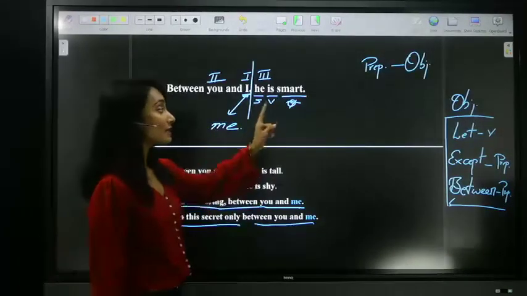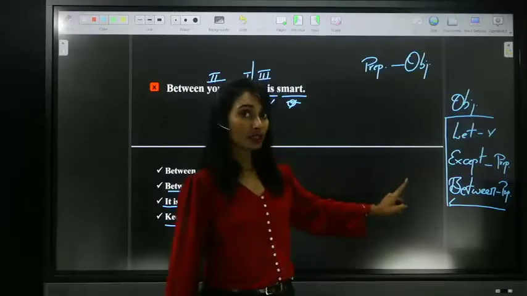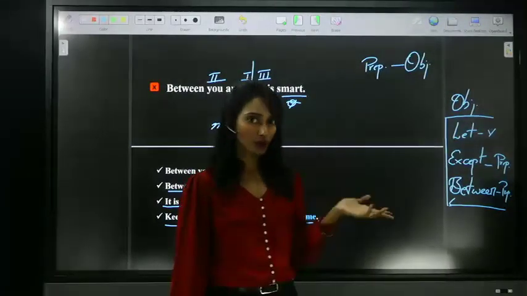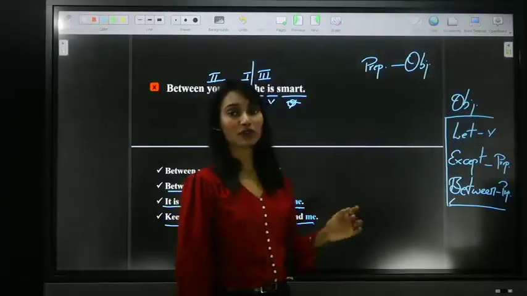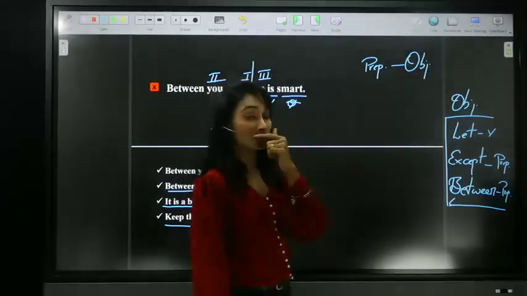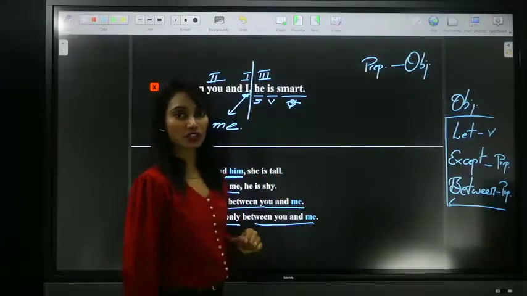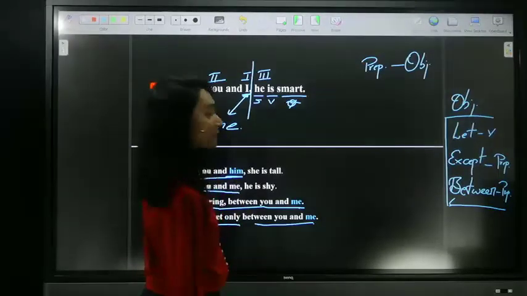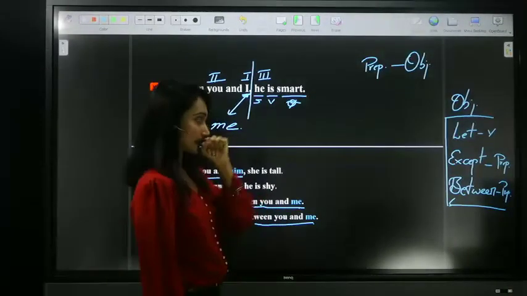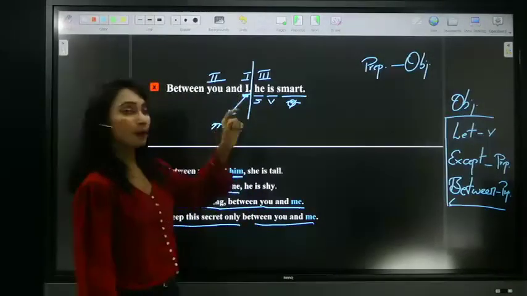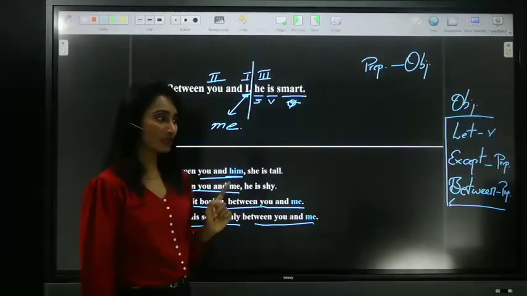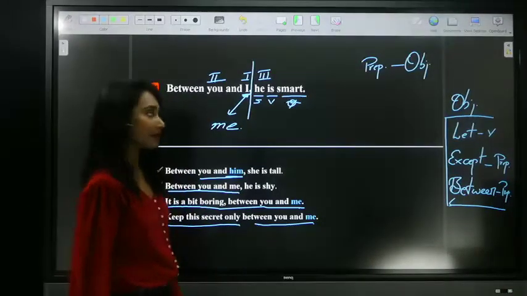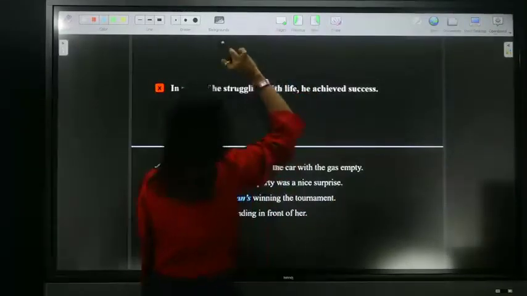So remember guys, let, except, between are always followed by objective case because let is a verb. After a verb it should be object, whereas except and between are prepositions. After prepositions also remember it should be objective case. We do not use subjective case after a preposition. So remember, whether it is at the beginning of the sentence or at the end of the sentence, it should be objective case, not subjective case. I hope it is clear to you guys. If you have any doubt, please let me know. We'll discuss again.